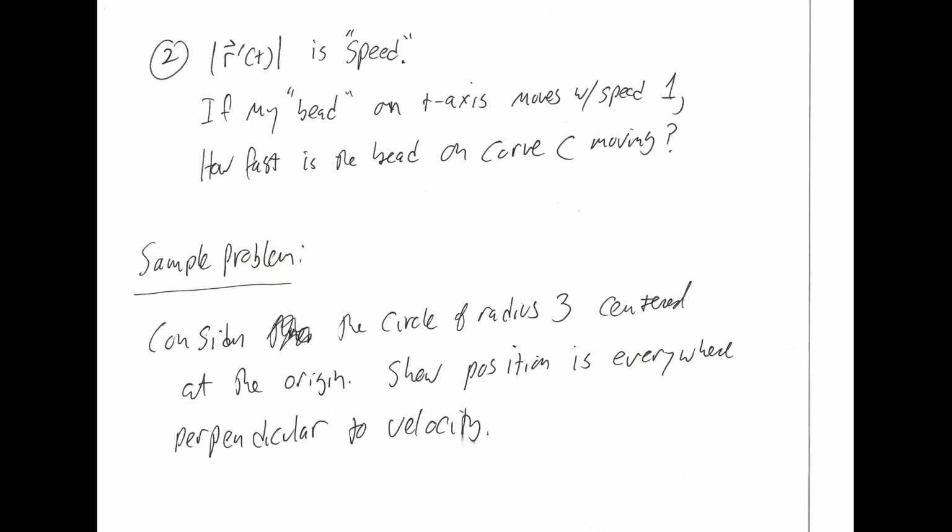So give that some thought. We have talked about parameterizations of circles, we've talked about position, we've talked about velocity. Try to put those ideas together and show me that position is perpendicular to velocity for circular motion.